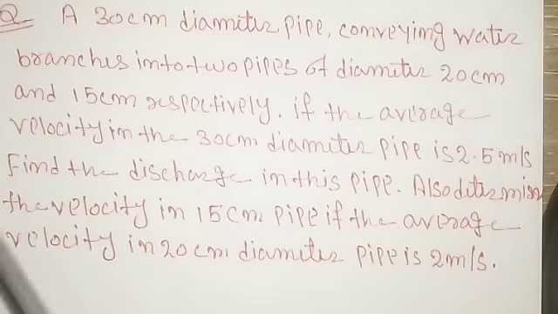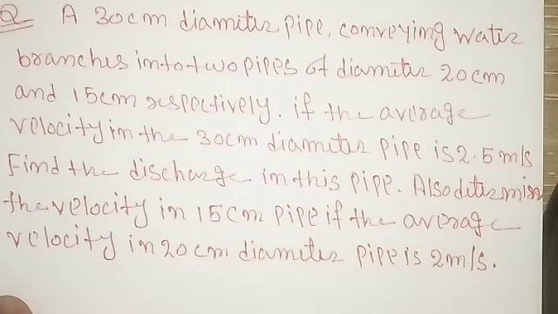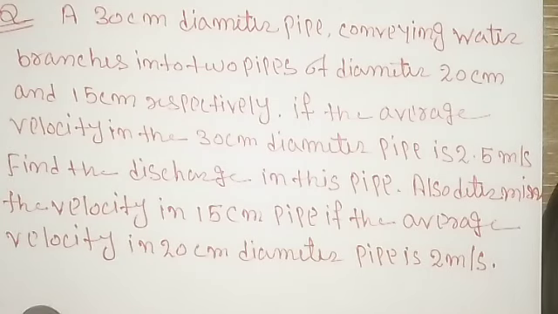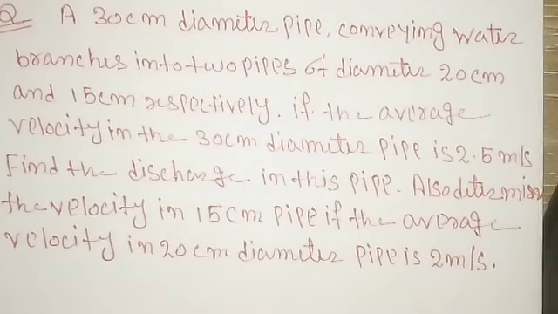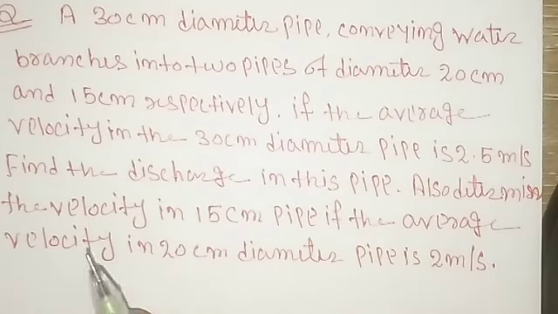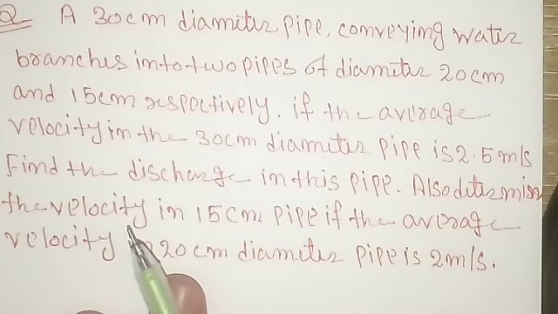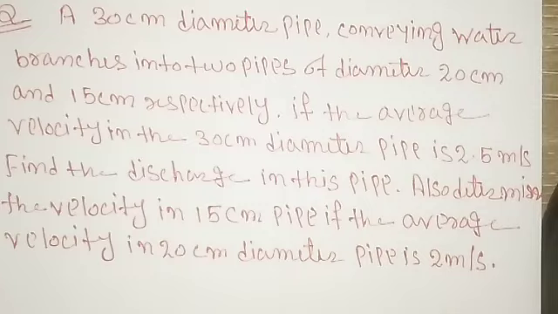So this problem is from the continuity equation. The continuity equation is based on the principle of conservation of mass, you can say. It means the rate of flow, that is the discharge, at two sections is constant. So first of all, for better understanding, we will draw the schematic layout of this question.